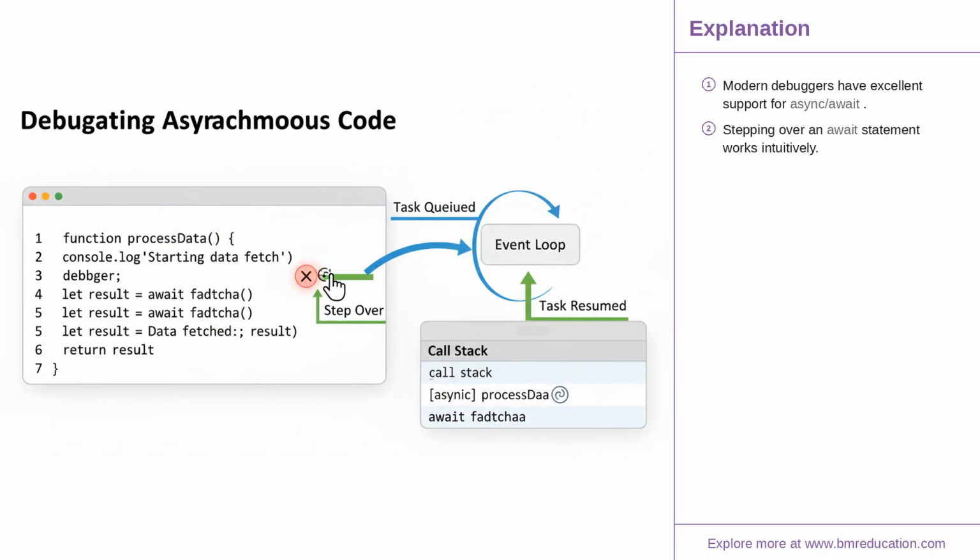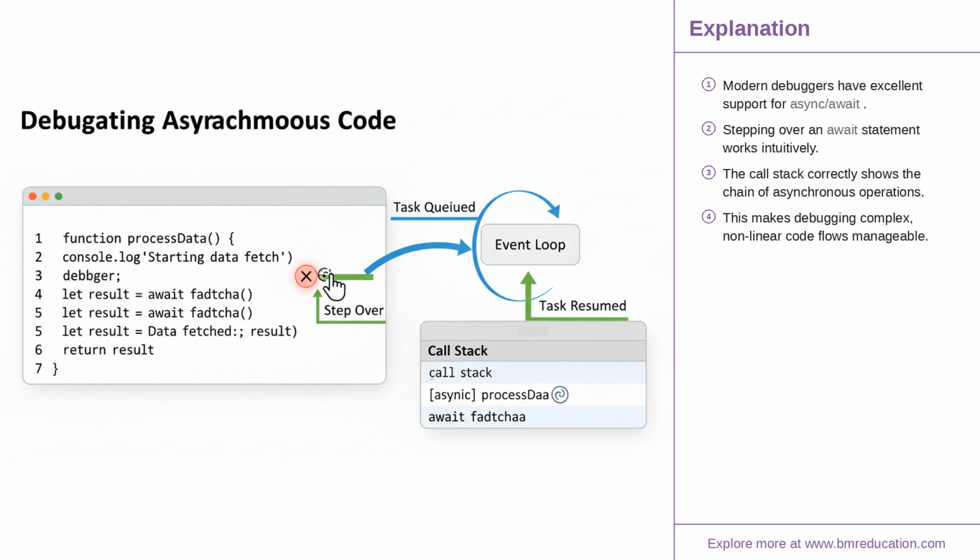Debugging asynchronous code like promises or async await used to be a nightmare with call stacks that made no sense. Modern debuggers, however, handle this beautifully. The debugger understands the await keyword. When you step over an awaited function, it correctly pauses on the next line after the promise resolves. The call stack is also async aware, showing the chain of asynchronous calls that led to your breakpoint, making complex flows easy to follow.